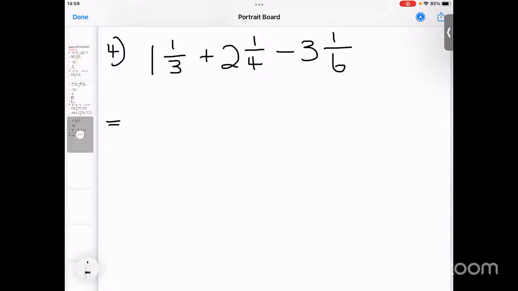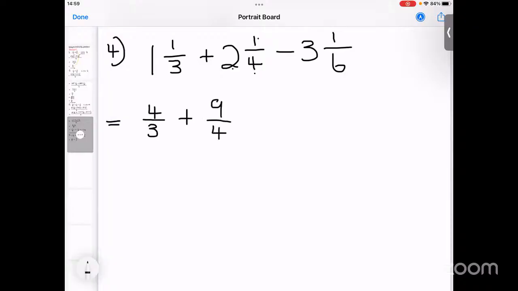To convert this from a mixed number to an improper fraction, you know very well by now that you multiply the denominator and then you add the numerator. So it will have to be 1 multiplied by 3, which gives you 3, then you add 1, and it becomes 4. That means the fraction is 4 over 3. Then 2 times 4 is 8, you add 1, it gives you 9.